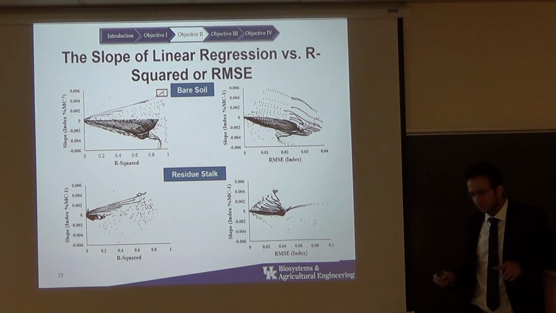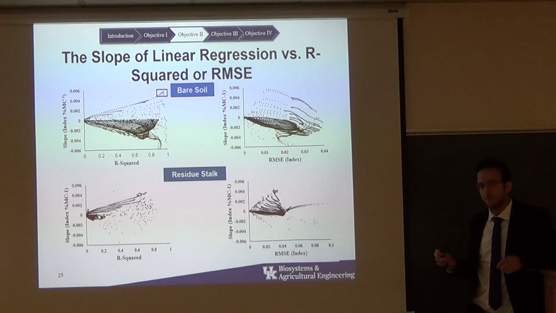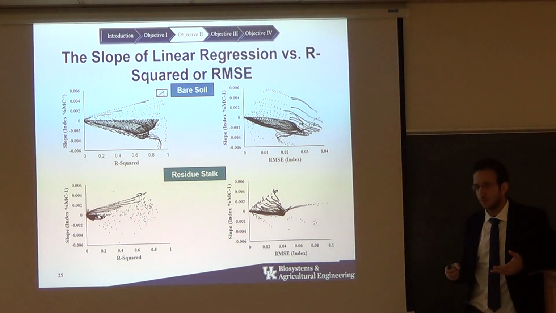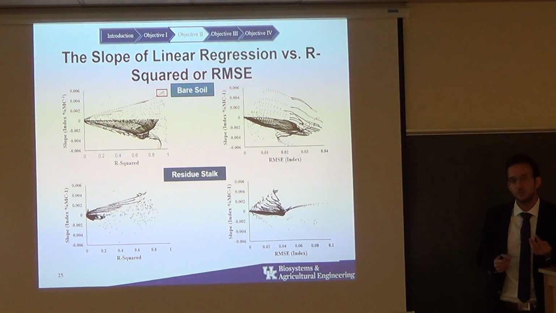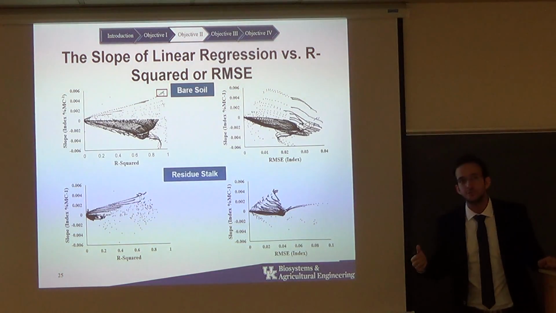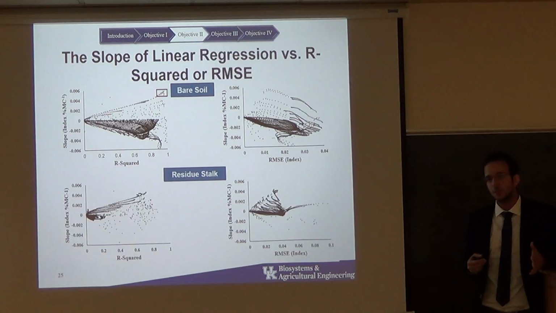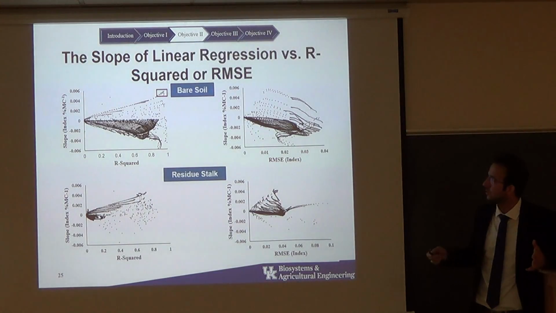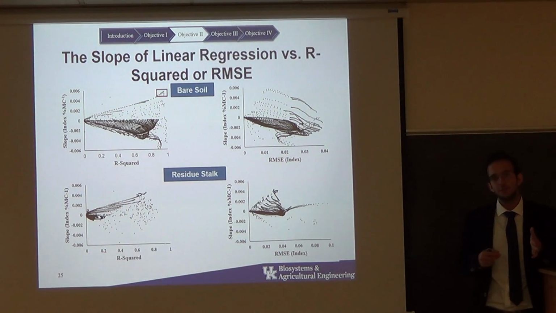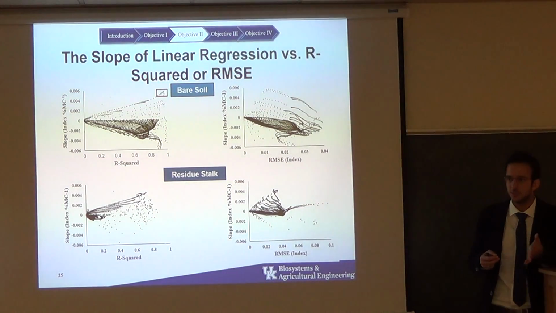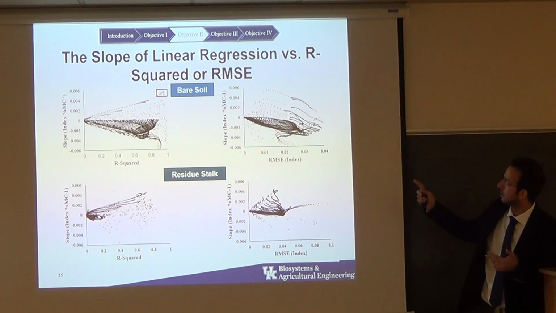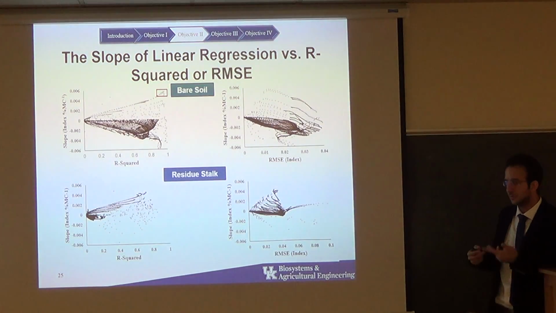To decide which index works best for us and has the highest accuracy, we considered 3 different parameters: the R square of the linear regression between the index and the moisture value, the slope of this linear regression, where a higher slope means the sensitivity of the index is higher, and also the RMSE, the amount of error that we have in our index.